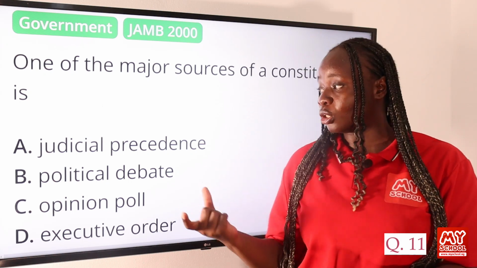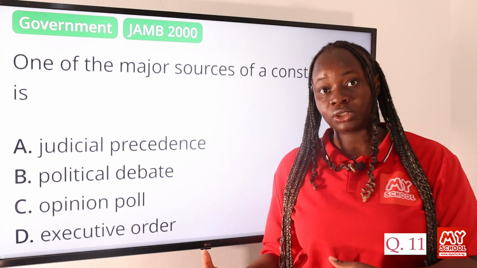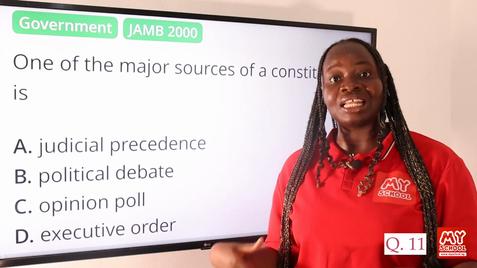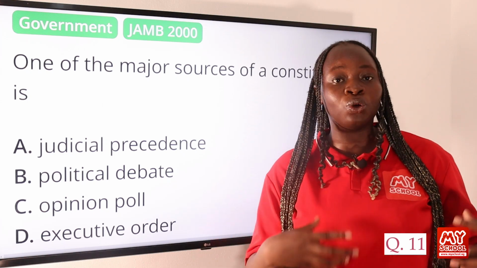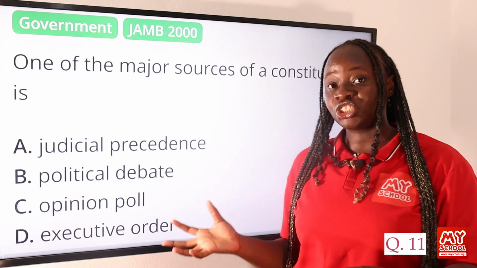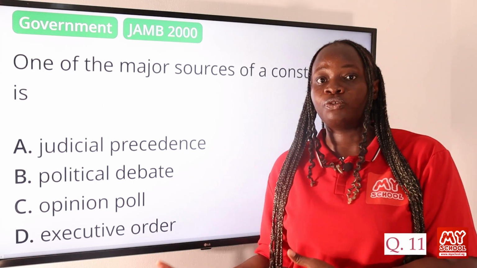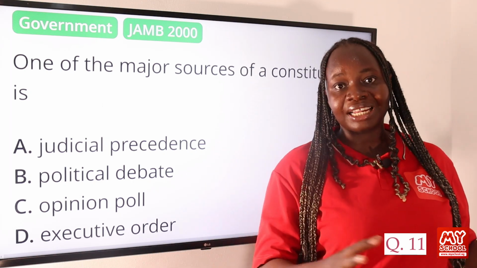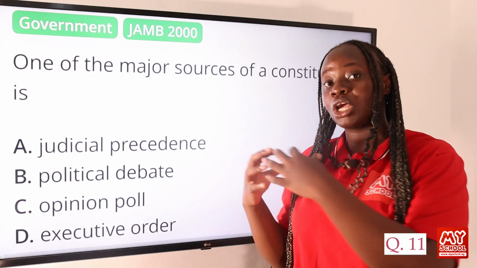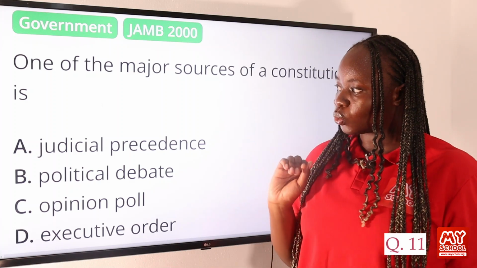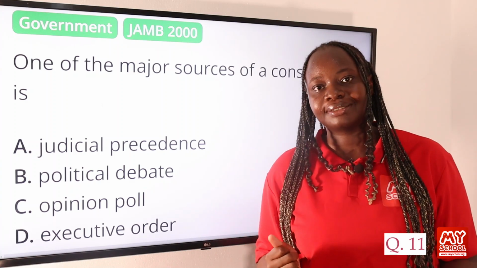Judicial precedents or case laws are decisions made by the courts in similar cases. Over time, you begin to see that similar decisions are made on similar cases. So these decisions help to guide the constitution. When they want to make a new constitution for a country, sometimes they gather some of these judicial precedents to help to guide the making of new laws within that country. So the answer to this question is option A, judicial precedents.